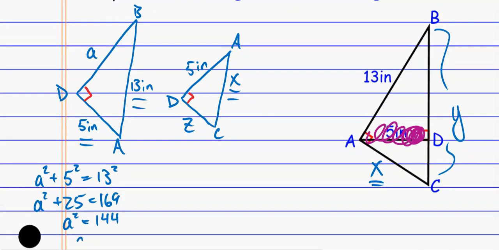And I find out that a equals 12. So now I have this missing side as a 12. And that will allow me to use proportions to find everything else. So ignore the big triangle off to the side. Let's just do the small triangle here.